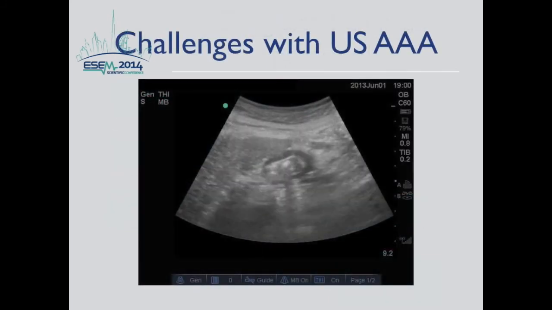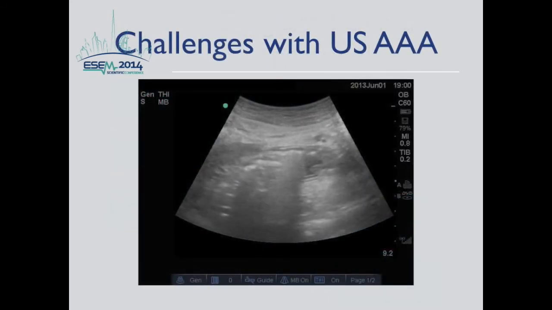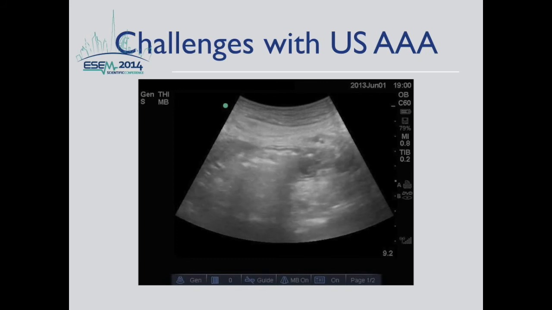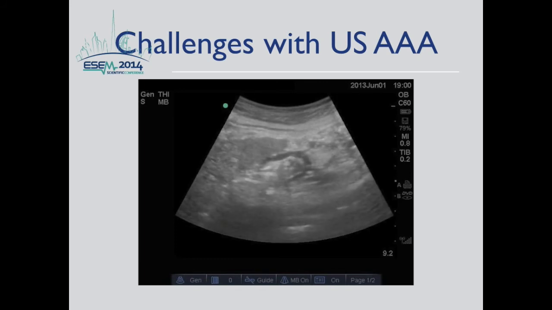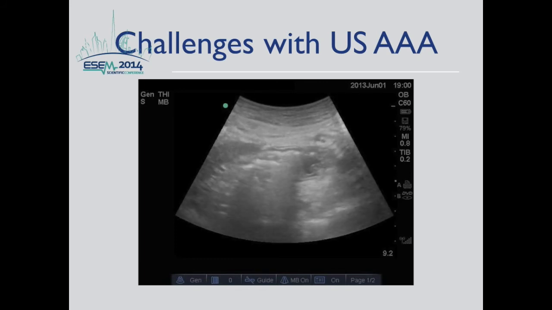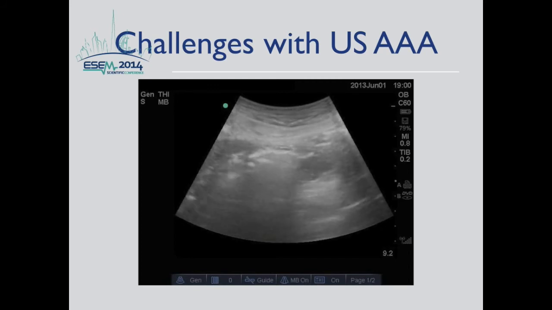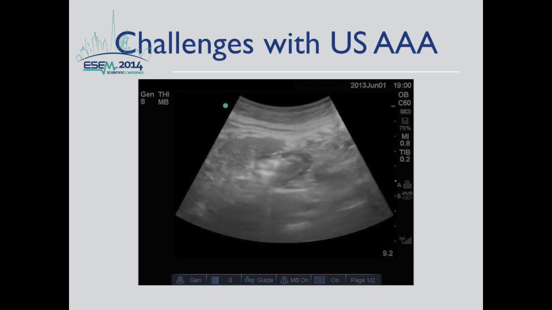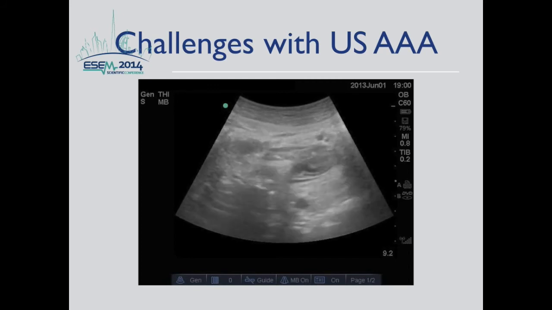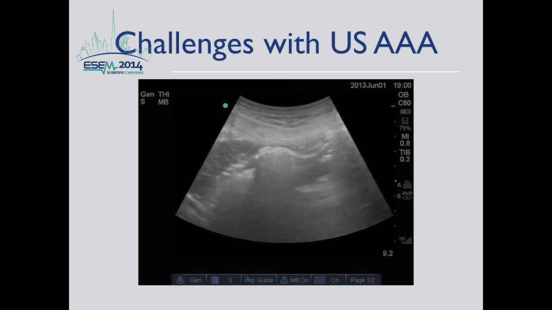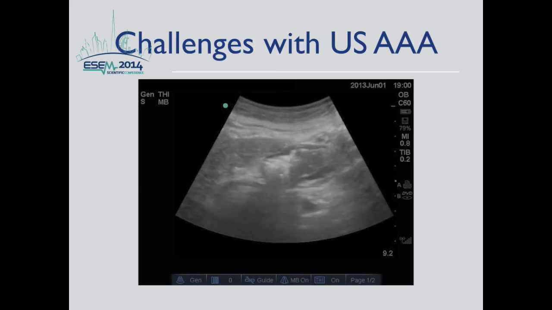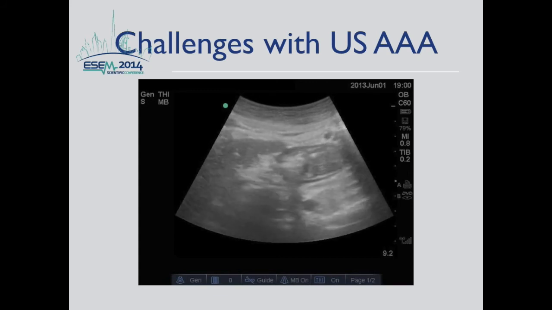There are a number of challenges when performing an ultrasound of the aorta. The two most important ones are bowel gas or larger body habitus. Imaging through bowel gas, usually originating from the transverse colon. As seen here in the video, there's bowel gas obscuring the view of the abdominal aorta.